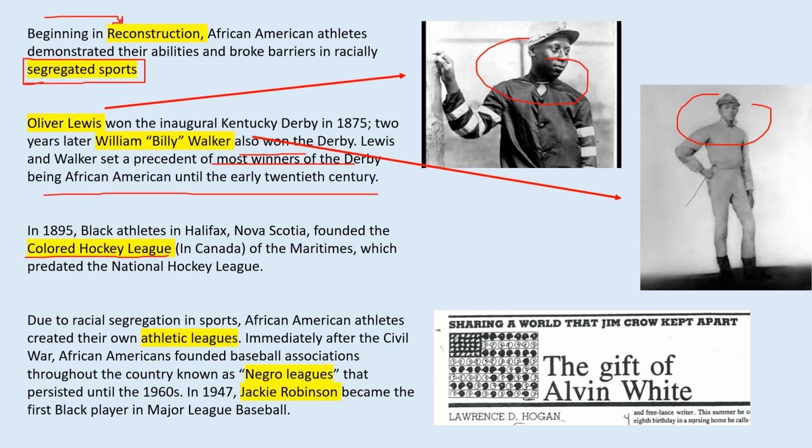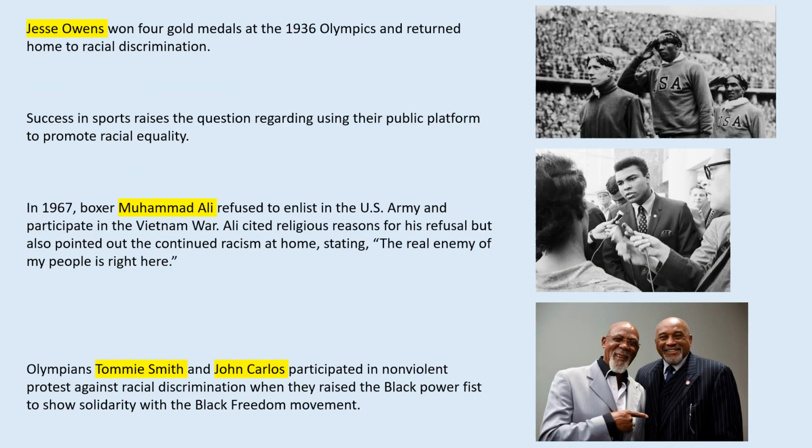The Colored Hockey League, oddly in Canada. And then Jackie Robinson, who would integrate baseball. And we're going to spend some time going back to the Gift of Alvin White, which was one of the first readings assigned in this course. We have some other figures here.